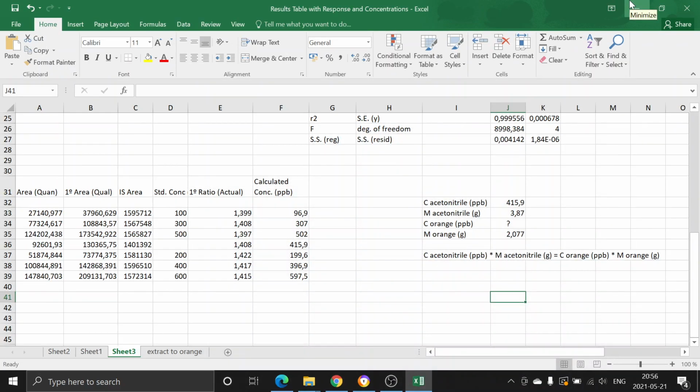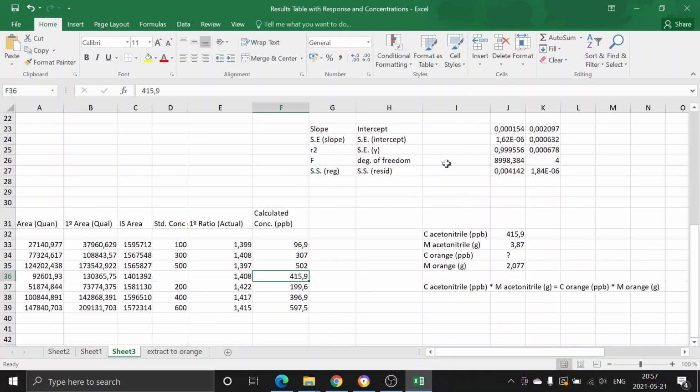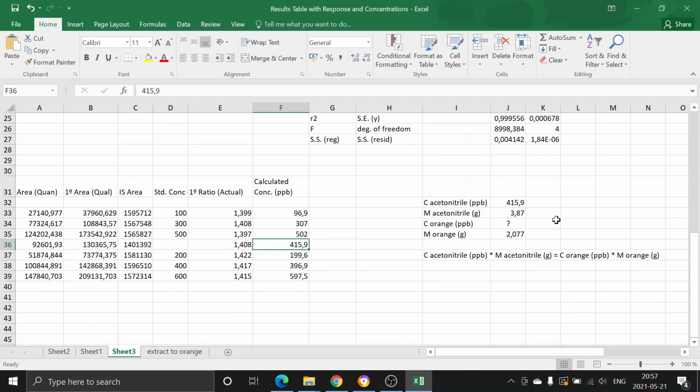I would like to talk about another common mistake that I came across while grading your LCMS lab reports. Almost everybody calculated the imidazolil concentration in the extract correctly, 415.9 ppb, by using these intercept and slope values that we calculated in the previous video, in the first video. Almost everybody did that correctly, but many people failed to convert that extract concentration to the concentration in orange.